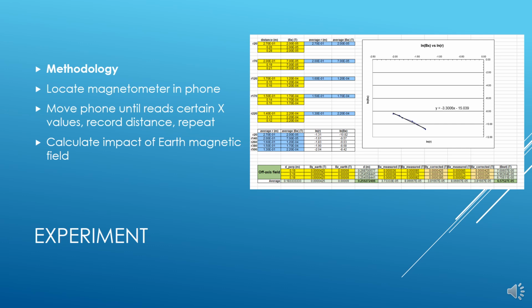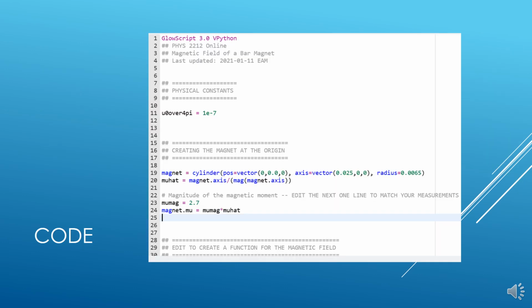After this, the Earth's magnetic field was calculated and its impact was removed from the equation, therefore calculating the actual corrected values. This is an image of the code that was used for the GlowScript simulation portion of the lab.